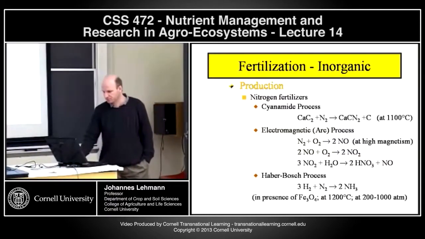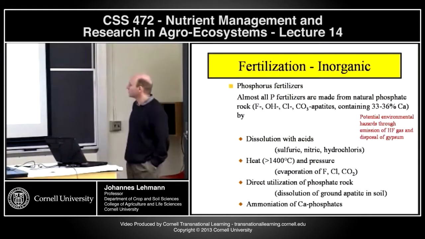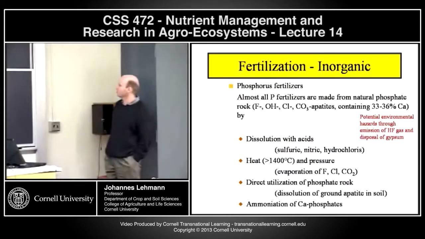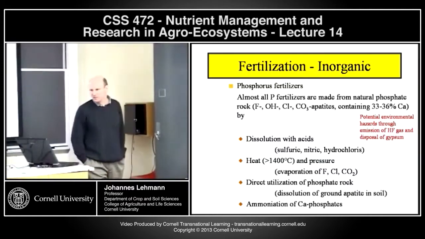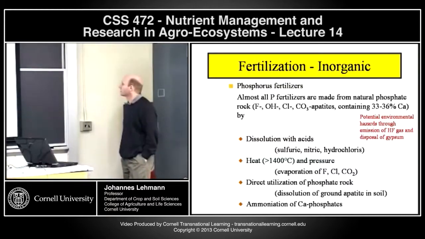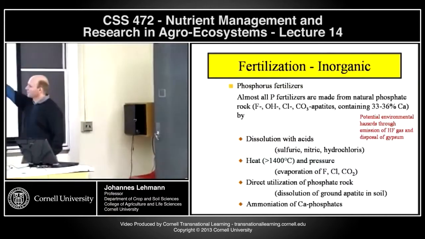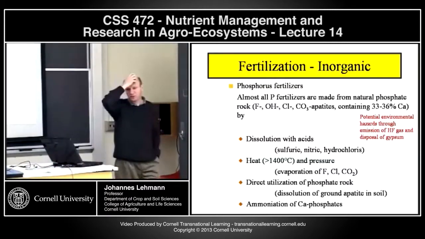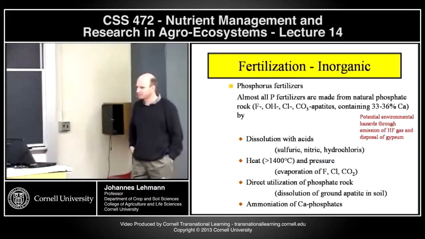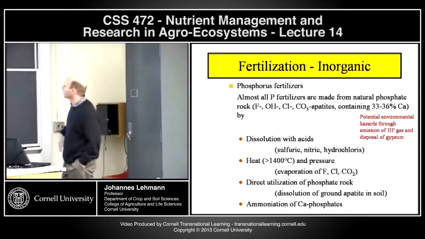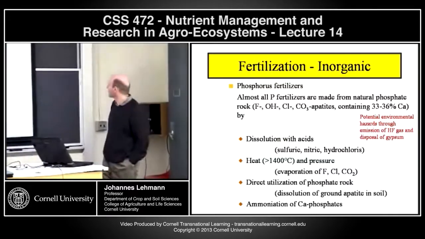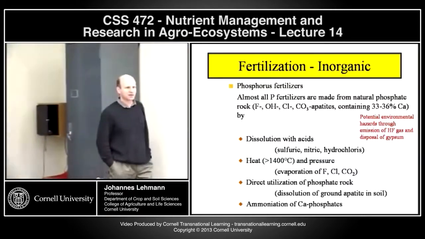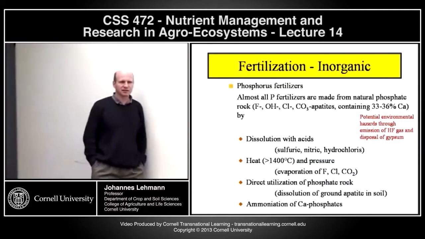Phosphorus fertilizers are completely different, as usual with phosphorus and nitrogen cycles and everything. Almost all the fertilizers are made from natural phosphate rock. These are called apatites, and they can be various forms. There can be fluoride or hydroxide or chloride or carbonate apatites, and they contain somewhere around 30%. What is another phosphorus fertilizer, which is maybe of local importance?